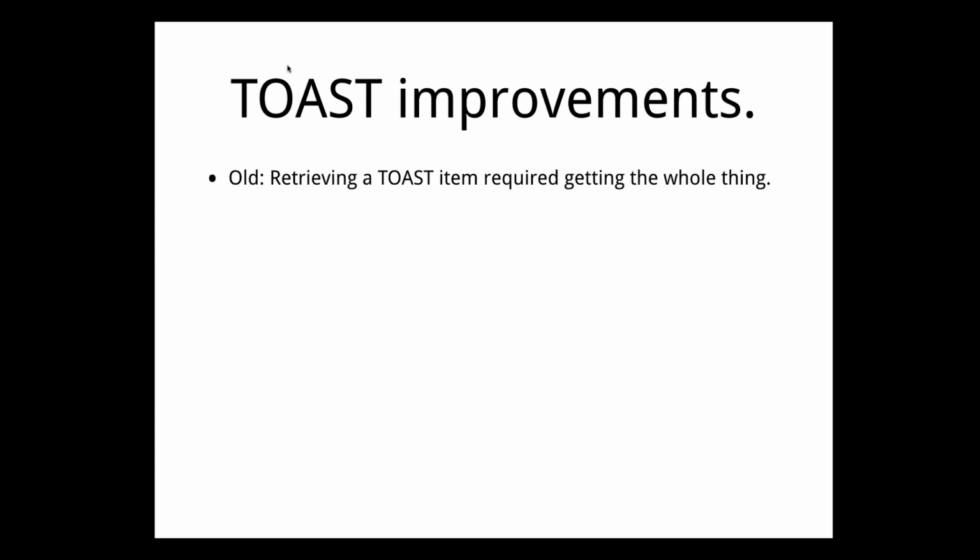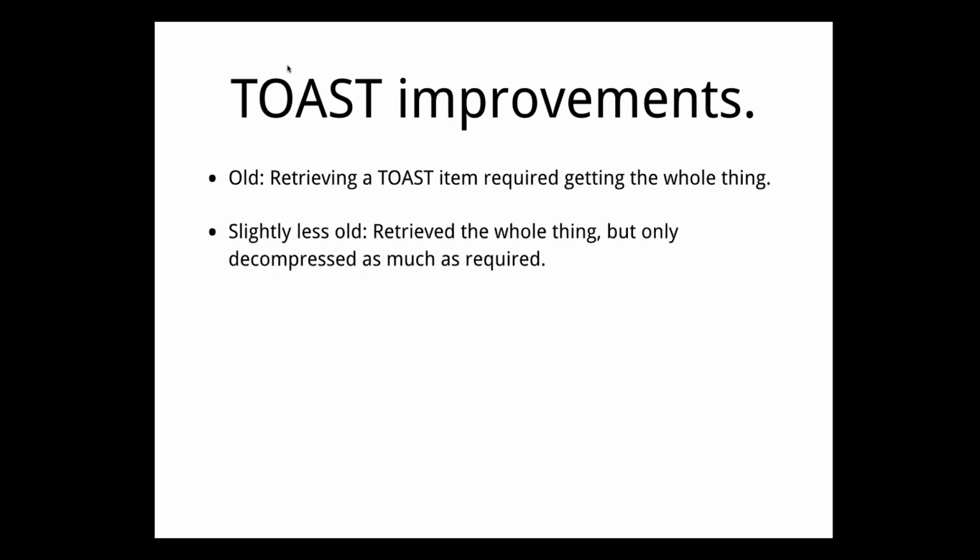It stores them in this auxiliary table called the Toast table. The old horrible way, before version, I believe, 11, is it would retrieve the entire Toast item no matter what you were going to do with it. So even if you only needed the first byte, it would grab the entire gigantic Toast item, load it into memory, decompress it, and then get you the one byte and throw the rest away.